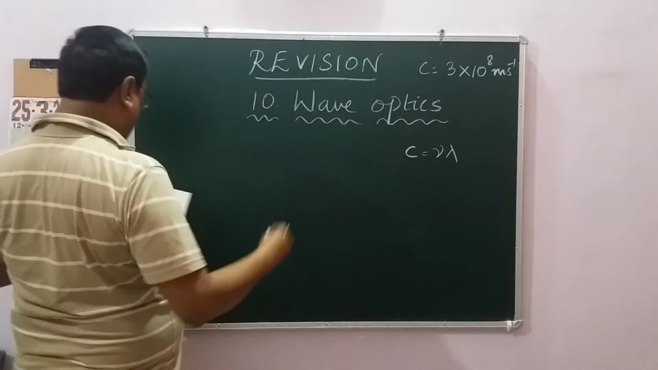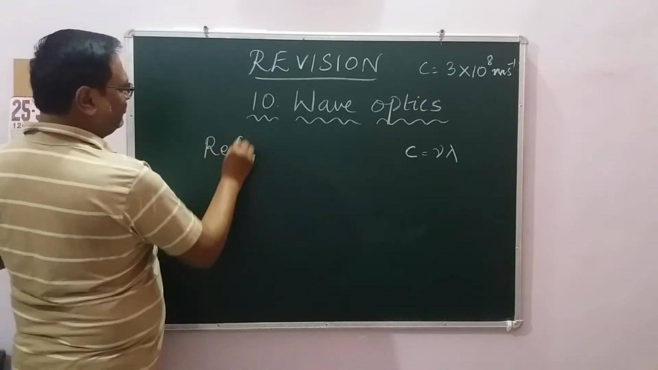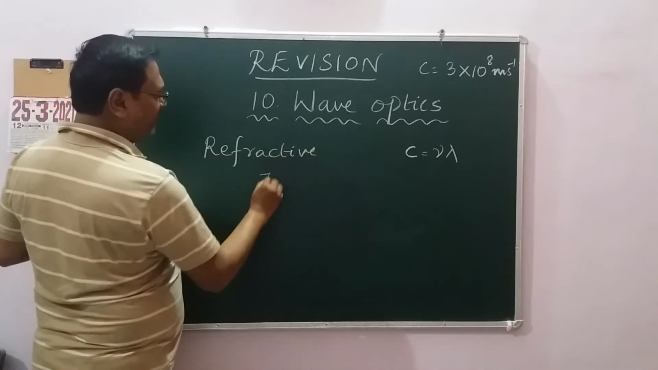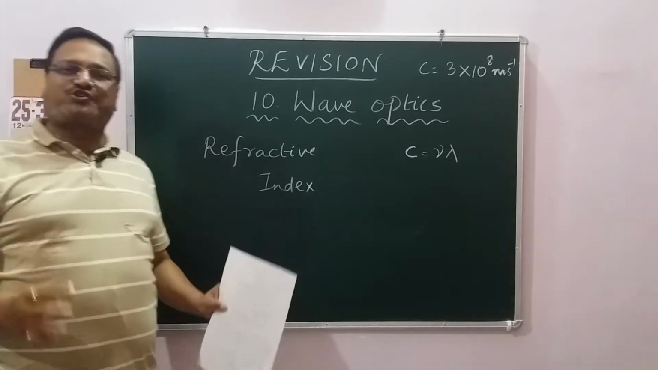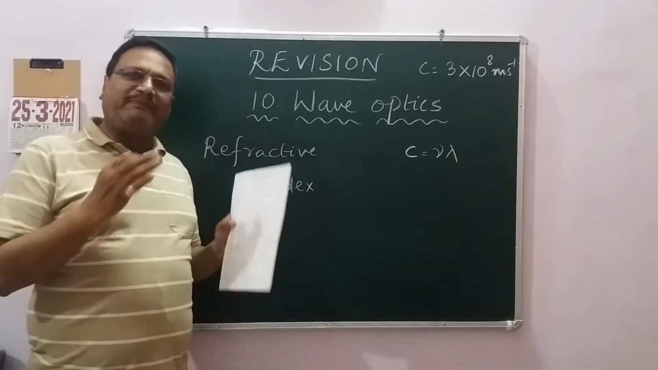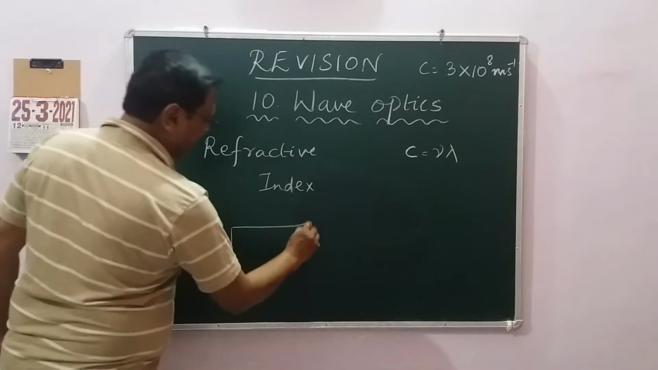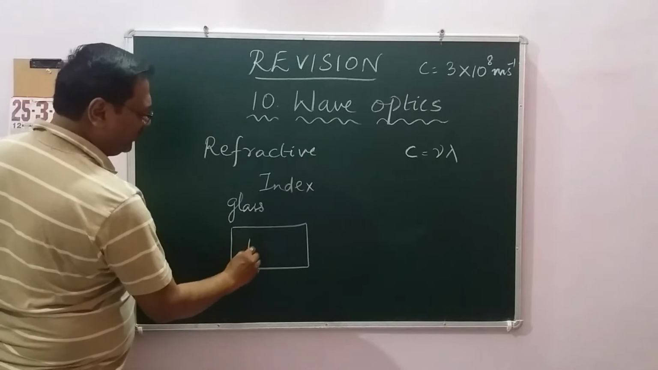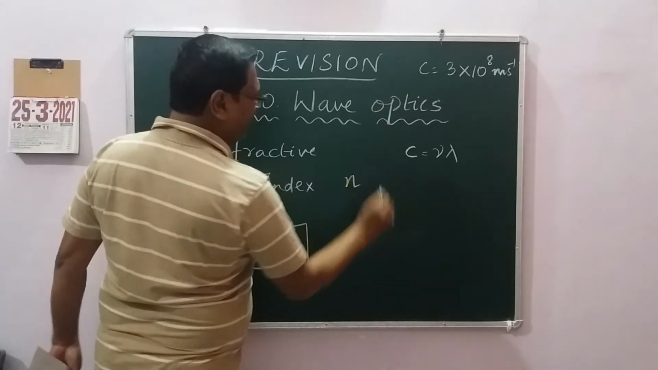Suppose we have, this is what we call the refractive index. The first term which I am going to talk about is refractive index. What is refractive index? It is a constant. It depends on the medium. For example, if I take glass, what is the refractive index of glass? When you say it is 1.5. It is referred to with the symbol n.